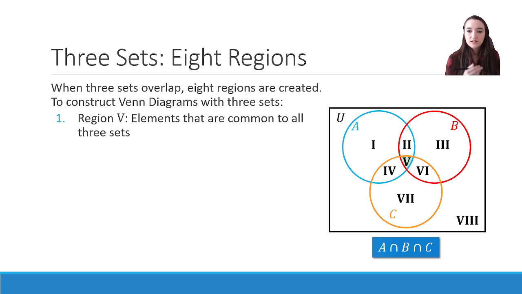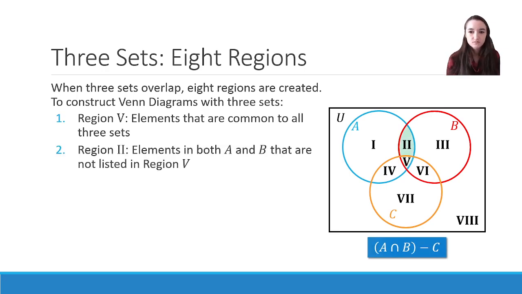So region 5 is where all 3 circles overlap, so it's elements that are common to all 3 sets. And we would write this using the set operations, A intersect with B intersect with C, because it is the intersection of all 3 circles, which is all 3 sets.